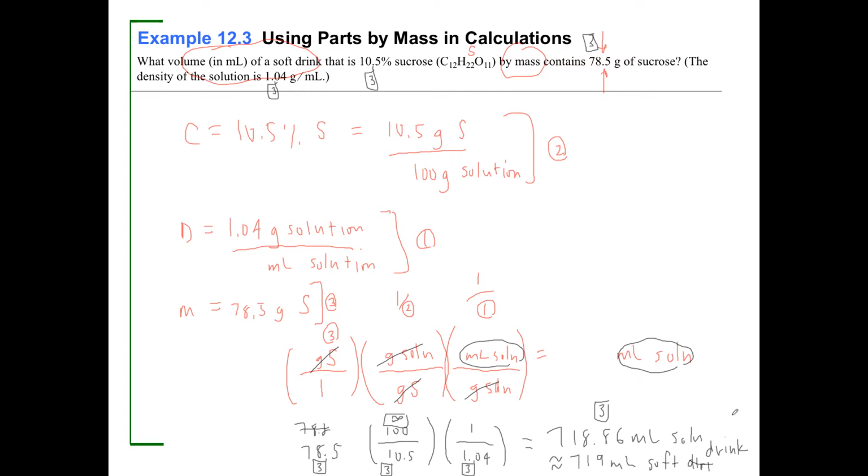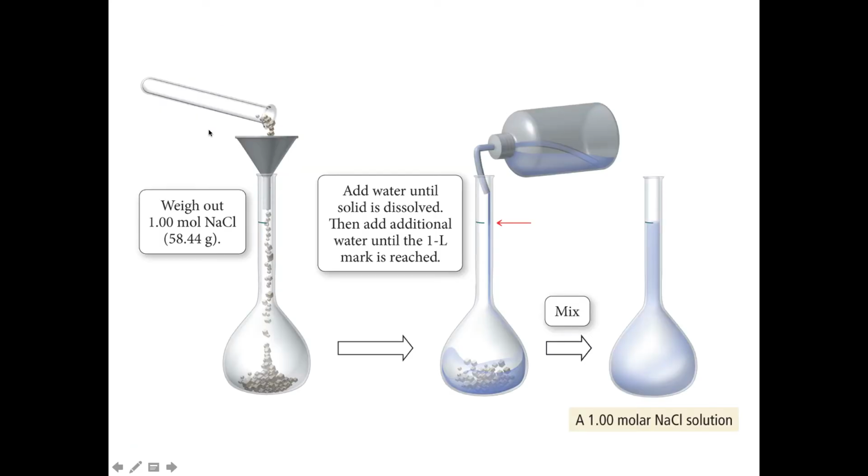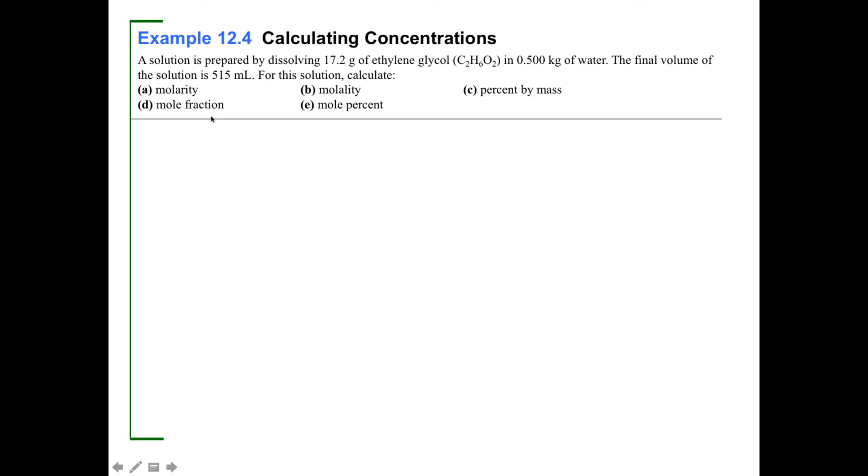Okay. So now let's do another example, this time with a different kind of concentration expression. Let's look at this. A solution is prepared by dissolving 17.2 grams of ethylene glycol. Okay, so the mass. Oops. You know what? Let me go to red. Okay, so to write our key out, the mass is equal to, oops, wrong problem.